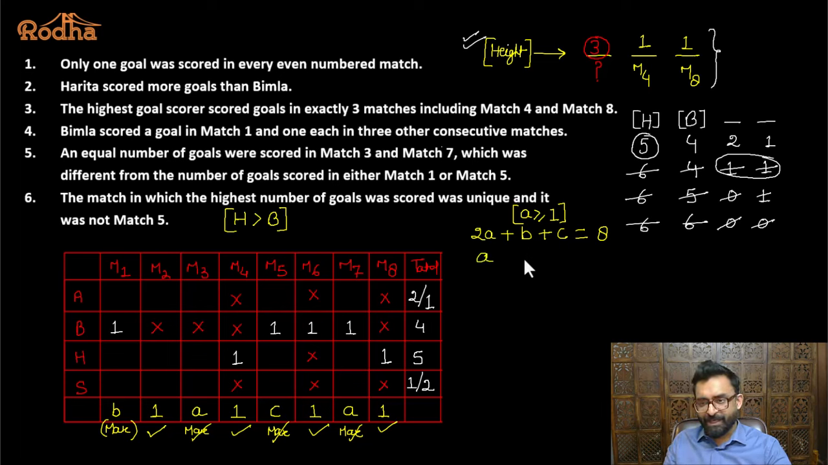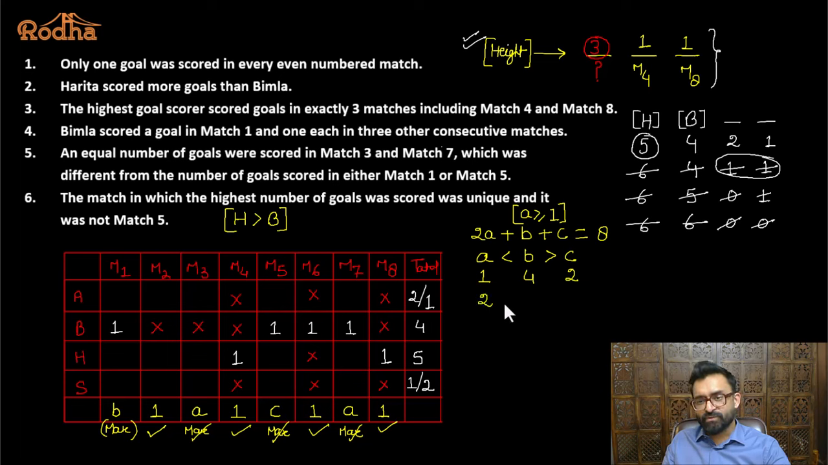If I say A, B and C, if A is 1, then 2A is 2, and 8 minus 2 is 6. B and C's summation is going to be 6. I can say B is more than C, obviously. So B can be 4 and C is 2. 3 is not a possibility because B is more than C. Fine. What else can we do?